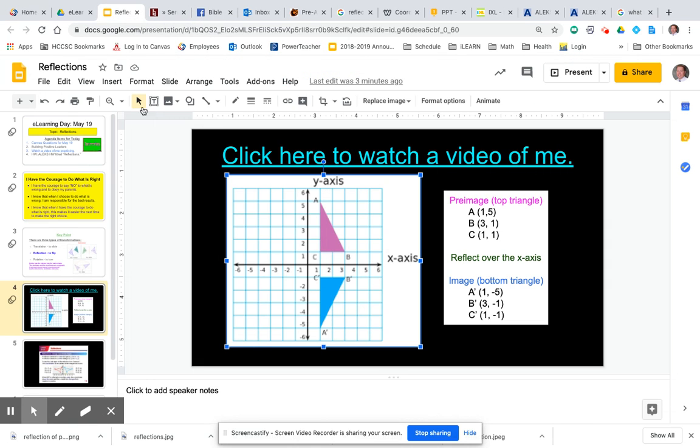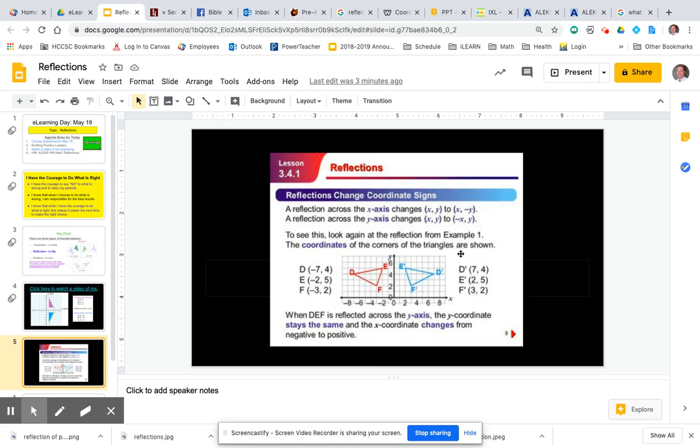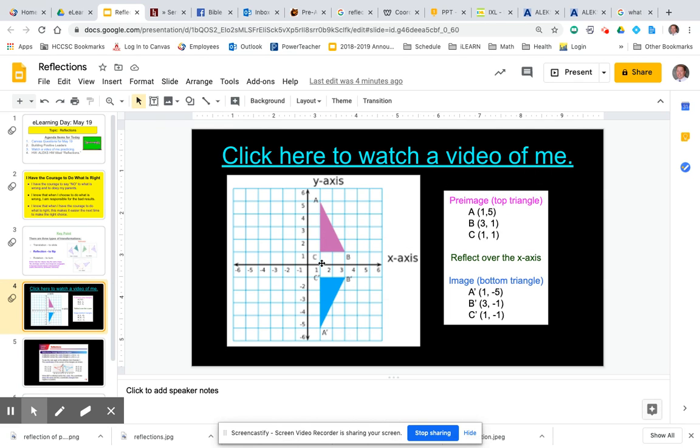There's one more slide on your presentation. It explains how you can change the y-coordinate to its opposite when you reflect across the x-axis and change the x-coordinate to its opposite when you reflect across the y-axis. But for me, it's just easier to count the distance from the axis to figure out where to put the new image and draw it in.